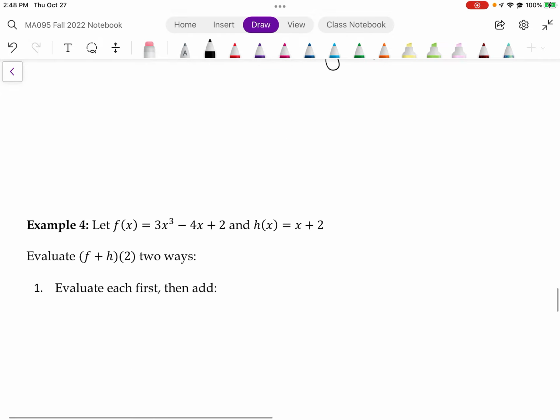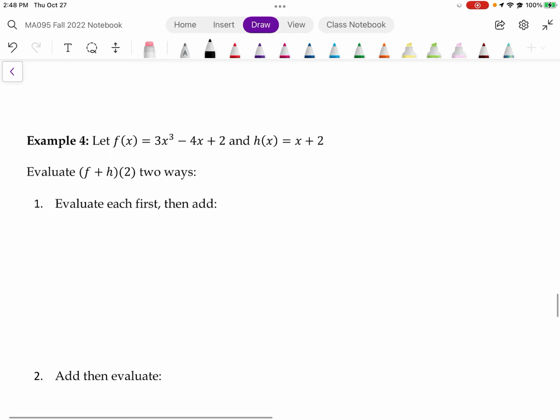So there's two different ways to evaluate things when you're asked to evaluate. If I'm being asked to evaluate f plus h of 2, I can either evaluate each first and then add, or I can add and then evaluate. All right, so we're going to do that now. Let's evaluate each first and then add. So remember, f plus h of 2 means f of 2 plus h of 2.